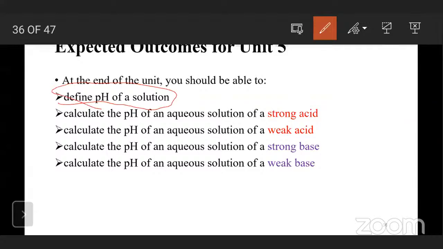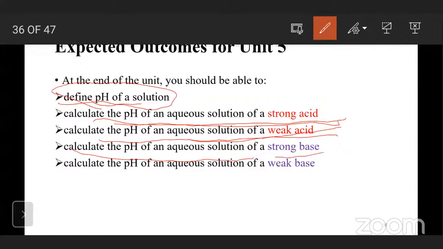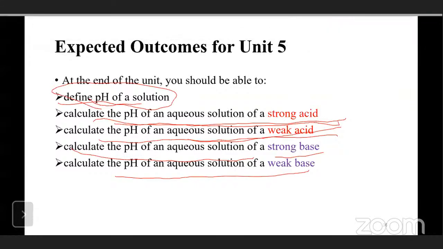What is pH of a solution? Possibly some years ago, you were introduced to this concept in secondary school, maybe SS1, SS2, SS3. So how can you define pH? Is the pH of a strong acid the same thing as the pH of a weak acid? How can you calculate the pH of an aqueous solution of a strong acid? And how can you calculate the pH of an aqueous solution of a weak base? We'll be looking at that under this unit. And also we'll be calculating the pH of an aqueous solution of a strong base and the pH of an aqueous solution of a weak base.